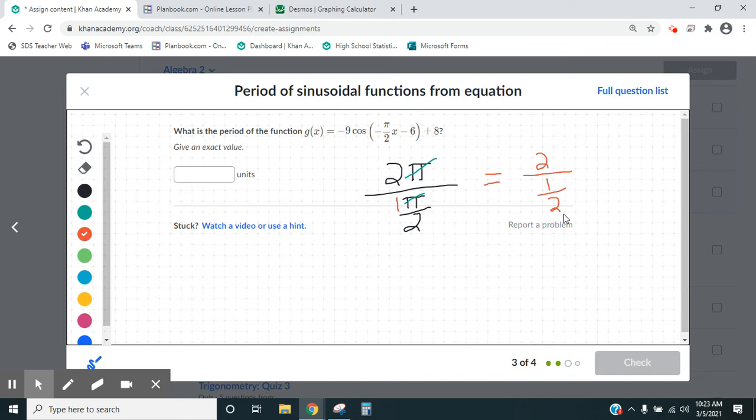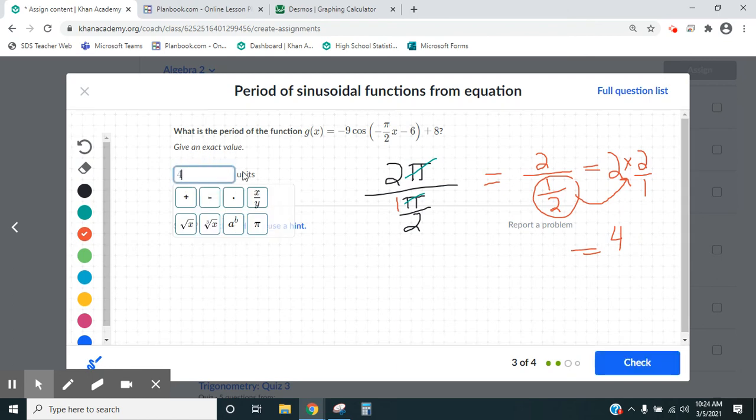Okay. Is it 4 or is it 1? Or is it 2? It's 4. What you're asking yourself is how many halves go into 2, right? Another way to do it is to flip and times. Remember what we did earlier in the year? Flip and multiply. Flip that thing and multiply. It's flipping times because we're dividing by a fraction. So the period here is just the whole number 4.